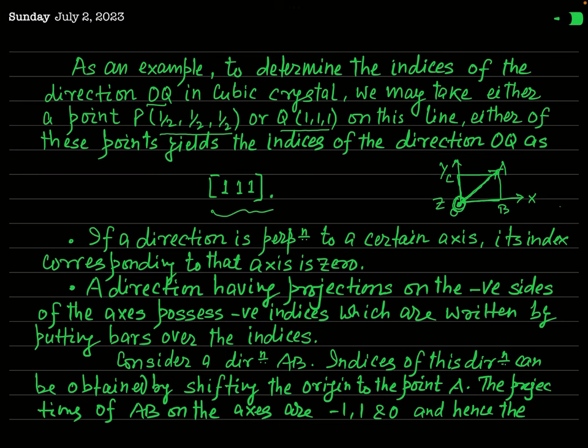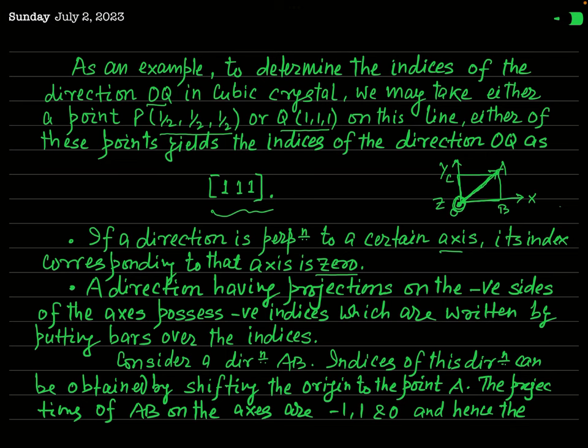But if you draw a perpendicular from A on this Z axis, which is perpendicular to this plane, what will be the projection? The projection will be just zero. As you know, the component or projection of any vector in a direction perpendicular to that vector is always zero. So definitely, if a direction is perpendicular to a certain axis, its index corresponding to that axis will be zero. I have mentioned it here: if a direction is perpendicular to a certain axis, its index corresponding to that axis is zero.